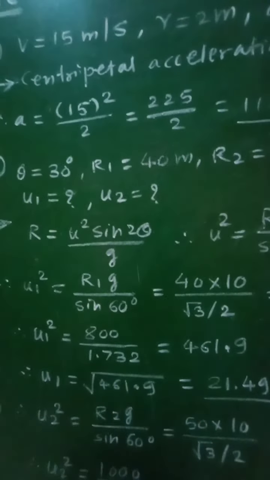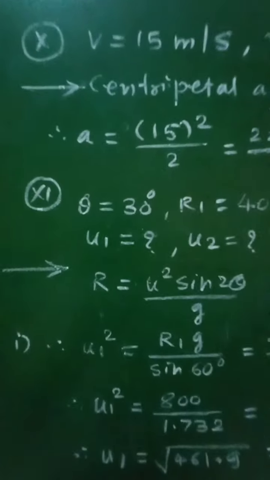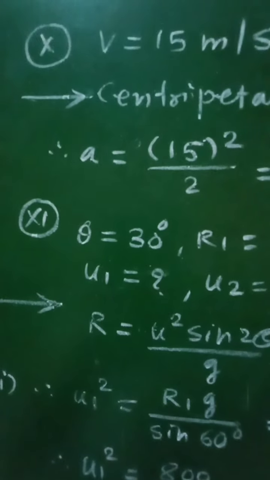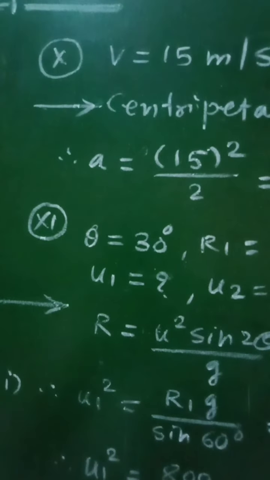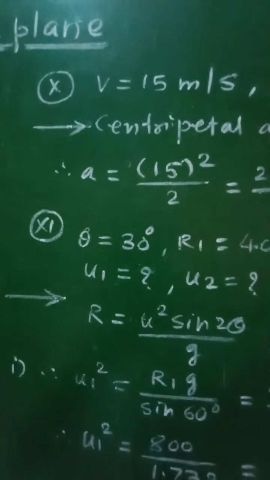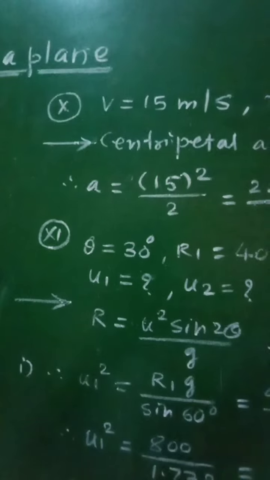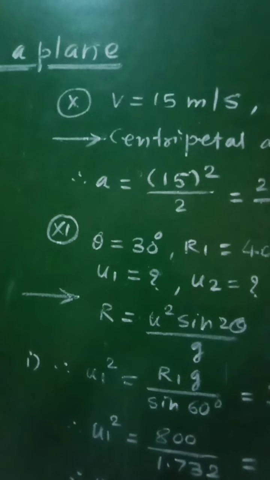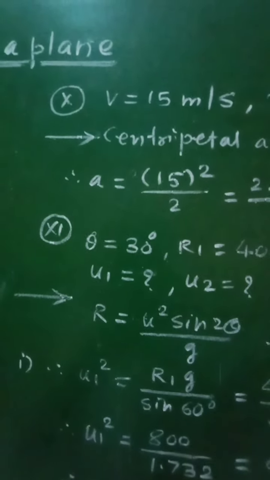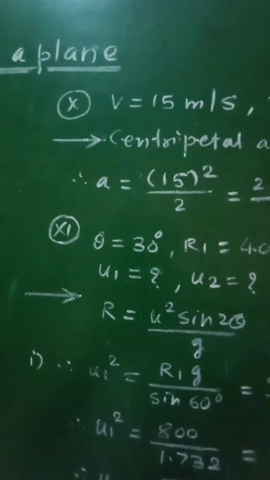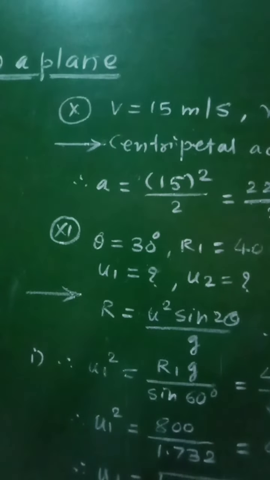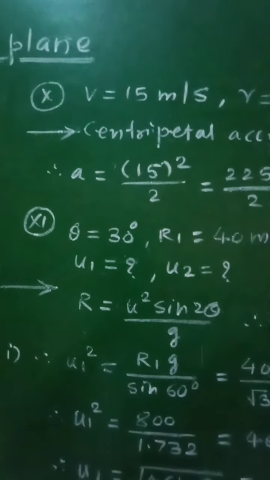And now let us go for the next numerical, that is numerical number 10, which is given as: A particle moves in a circle with constant speed of 15 meter per second. The radius of the circle is 2 meter. Determine the centripetal acceleration of the particle.